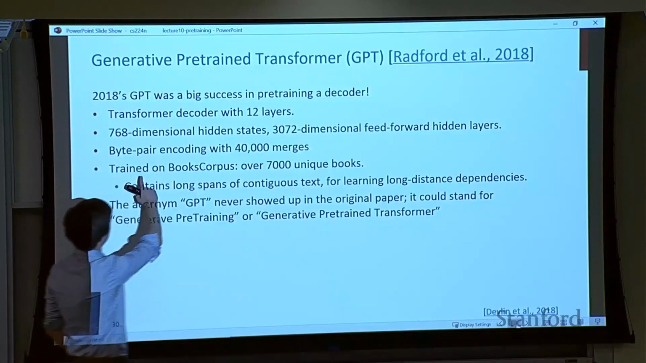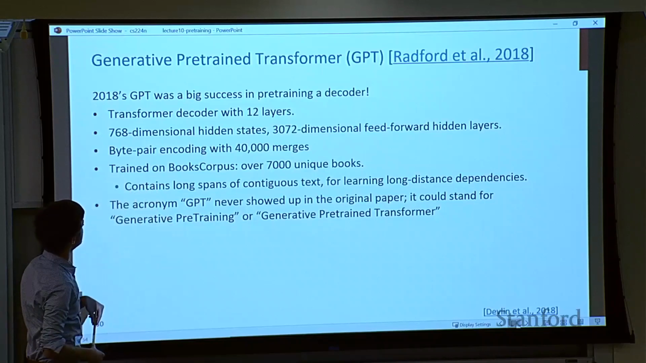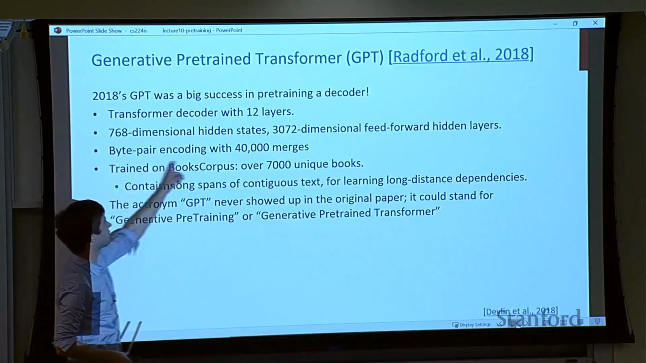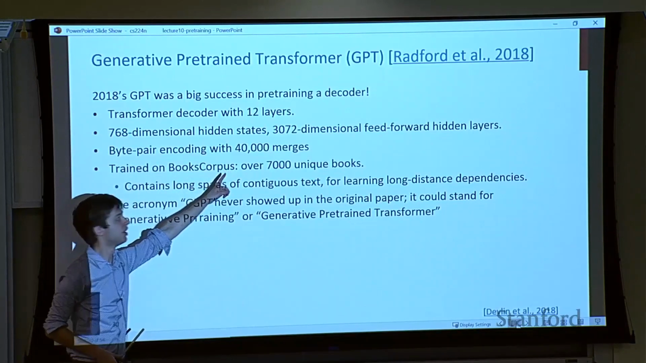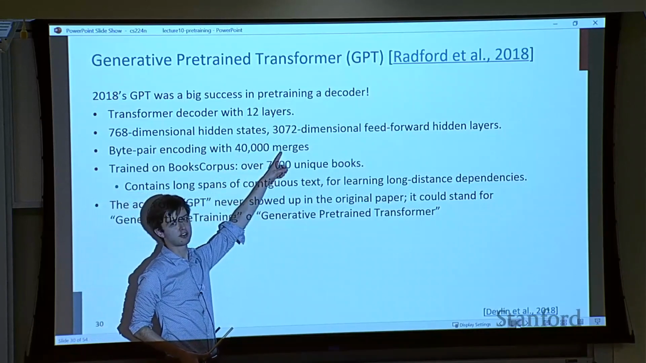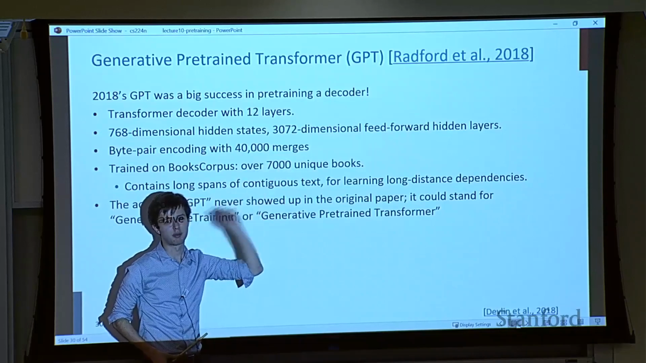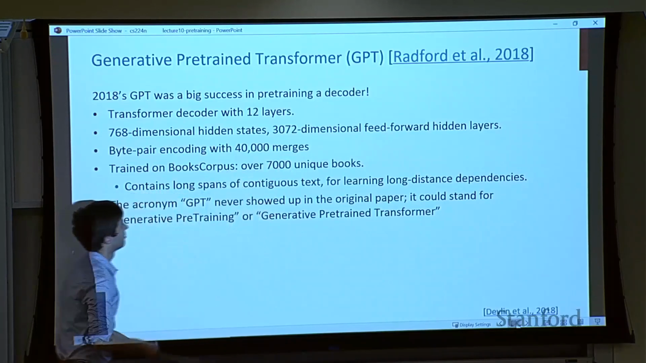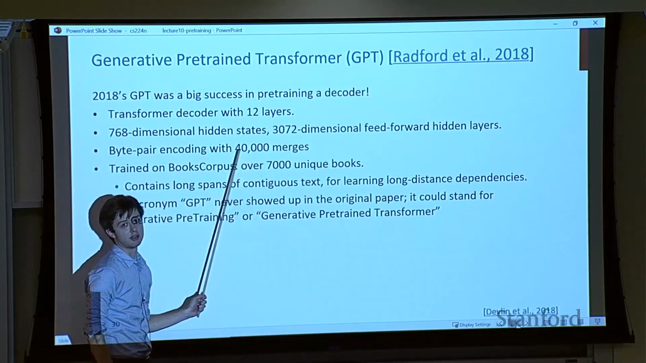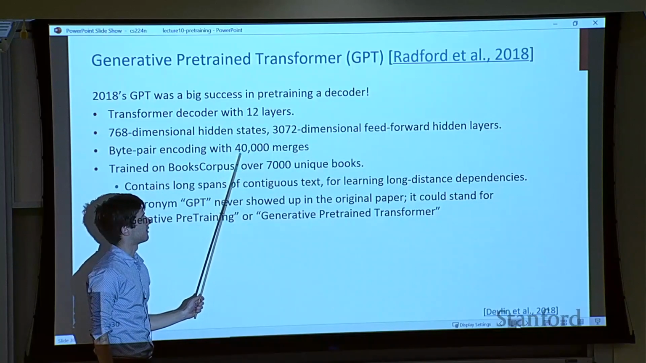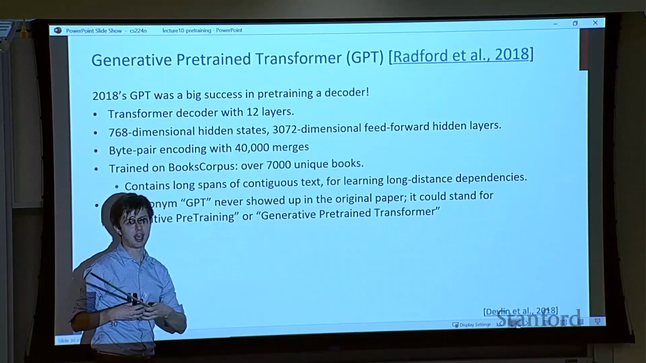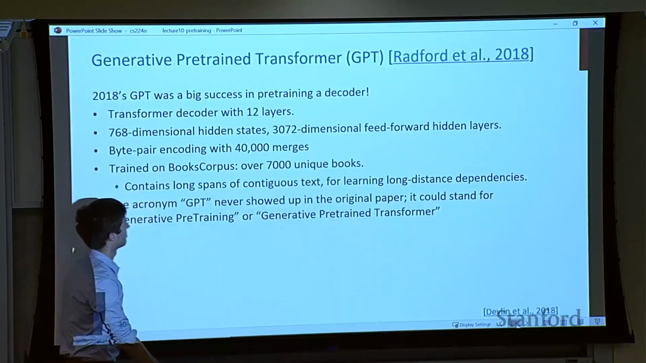Okay, and then byte pair encoding. What is this one, byte pair encoding? Well, it's a subword vocabulary with 40,000 merges. So 40,000 merges, that's not the size of the vocabulary because you started with a bunch of characters. And I don't remember how many characters they started with. But it's a relatively small vocabulary, you can see, right? Compared to if you tried to, say, have every word have a unique representation.